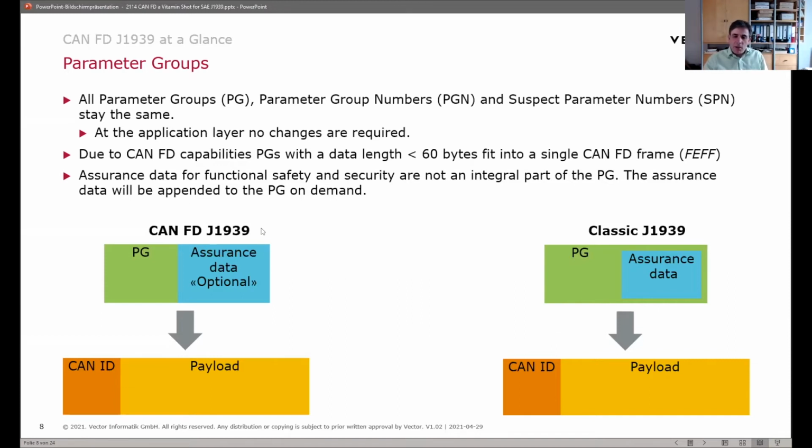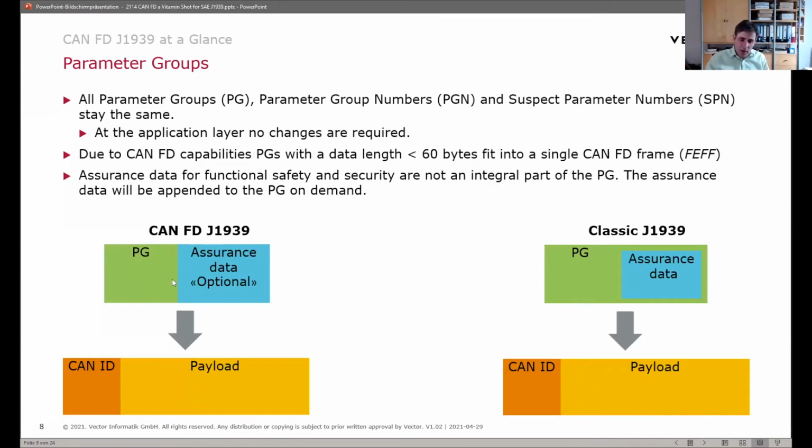In the new world of CAN FD-based J1939, we have the old parameter group, and the significant change here is that the assurance data is an optional thing that you can add on demand or you can leave. So this is an option that the application will decide whether it needs or does not need assurance data. It is no longer really an integral part of the parameter group. It is a kind of an add-on. You can add or you cannot add the assurance data. If you decide to do so, no problem, then this can be considered as a pack.